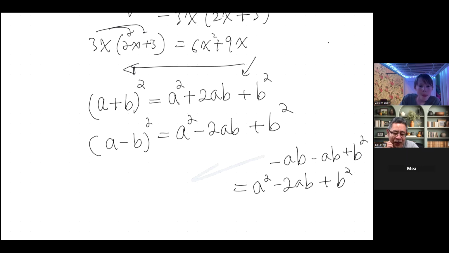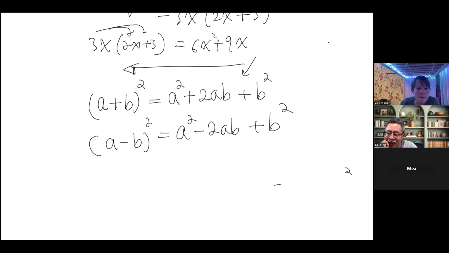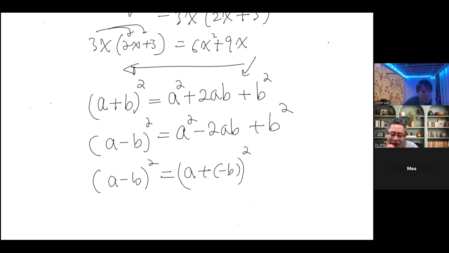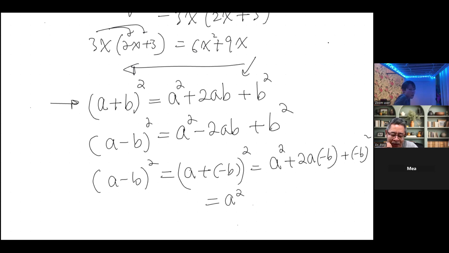Now, another way to help us remember is that looking at (a - b) squared is basically (a + negative b) squared. Now we can use the top formula that gave us a squared plus 2a times negative b plus negative b squared. Of course it's a squared, and positive times negative gets negative, so negative ab, the negative squared is positive, got b squared. So basically we can use this formula to derive the second.